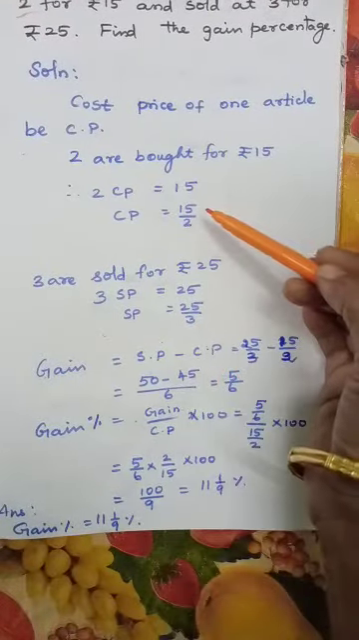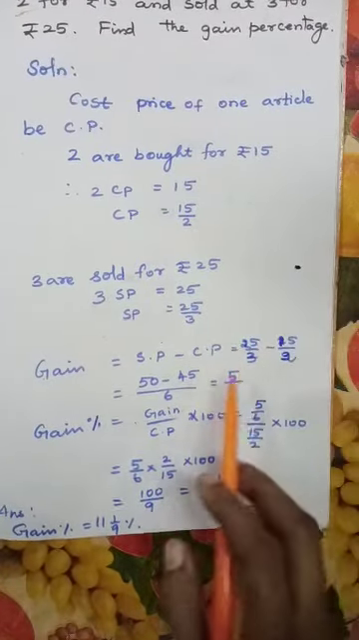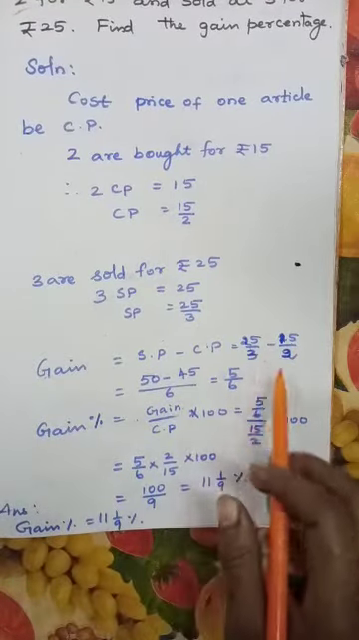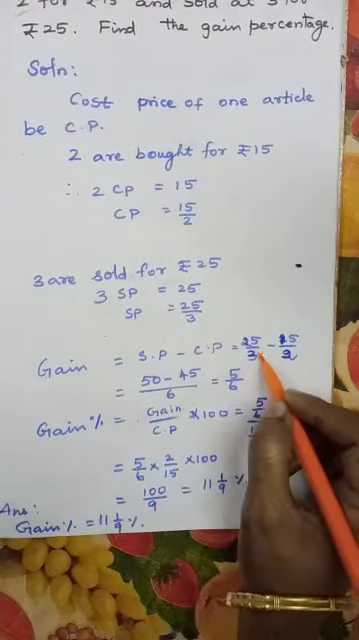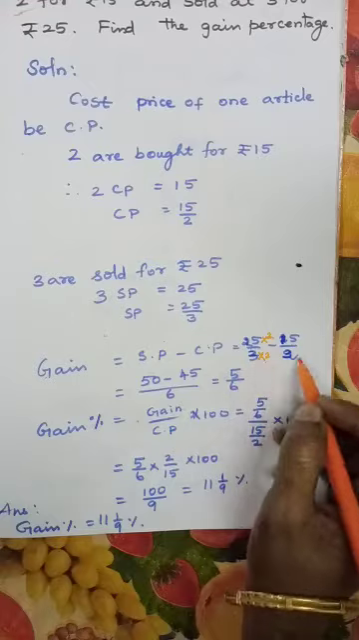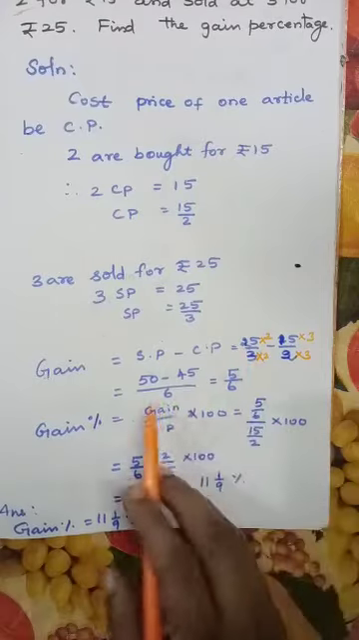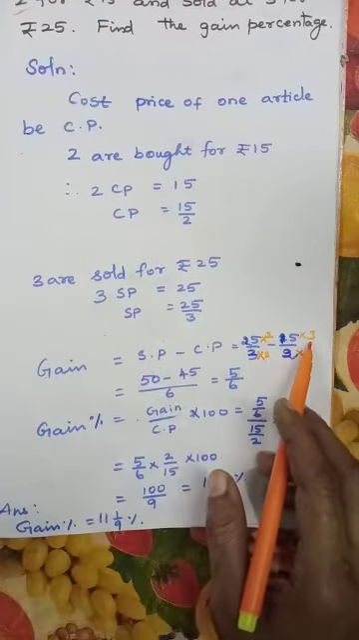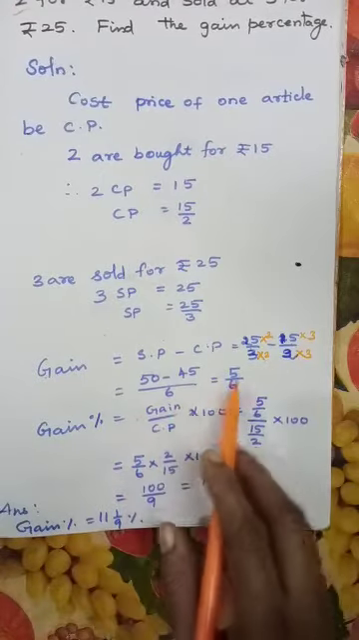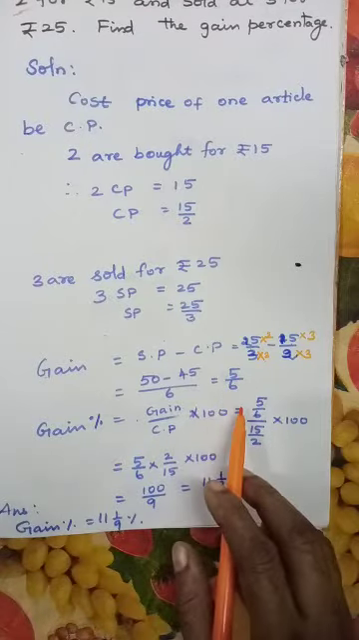We know now CP is equal to 15 by 2 and SP is equal to 25 by 3. So 25 by 3 minus 15 by 2. Now you have to find the LCM. The LCM of 3 and 2 is 6. So 25 2s are 50. Then 15 3s are 45. Both the denominators are 6, so we take 6. So 50 minus 45 is 5 by 6.